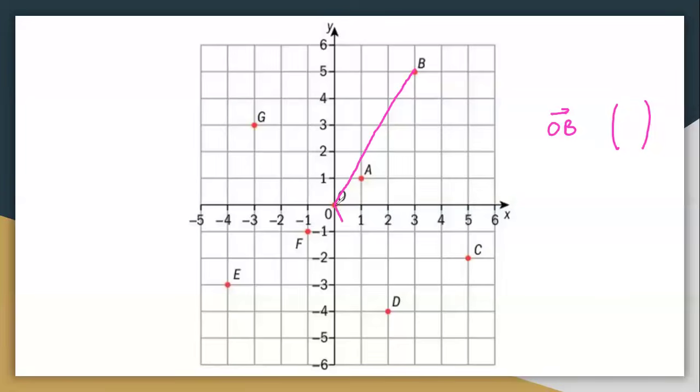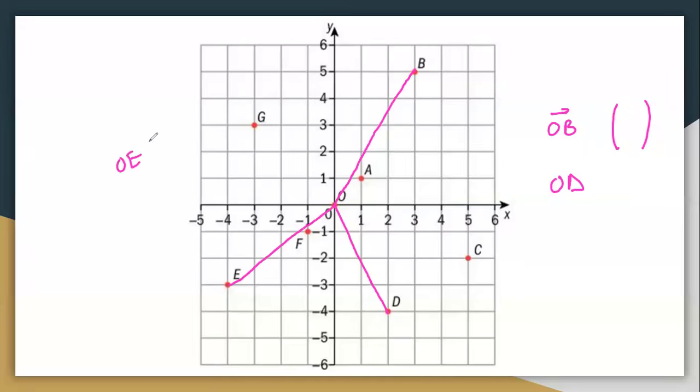What about, what is the position vector OD? O to D. Okay, so people are saying 2, negative 4. Very good.